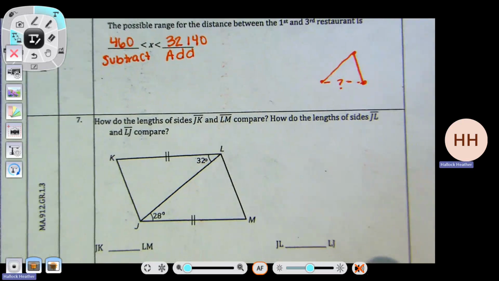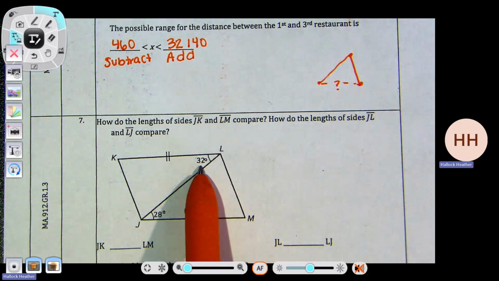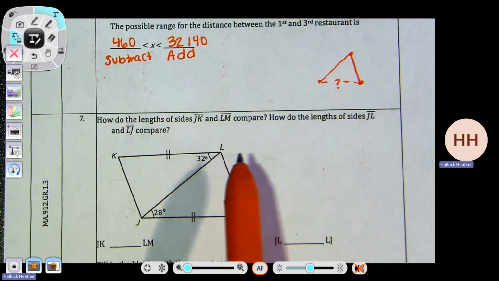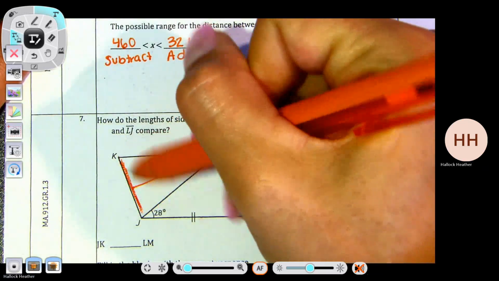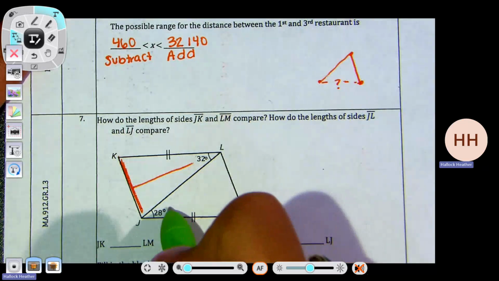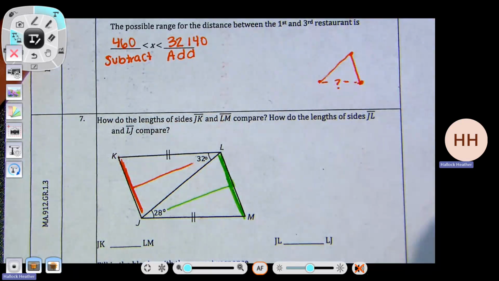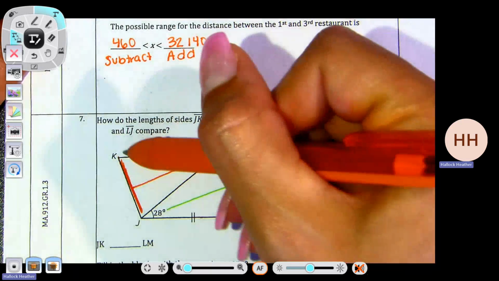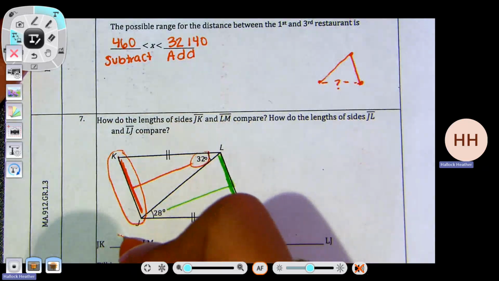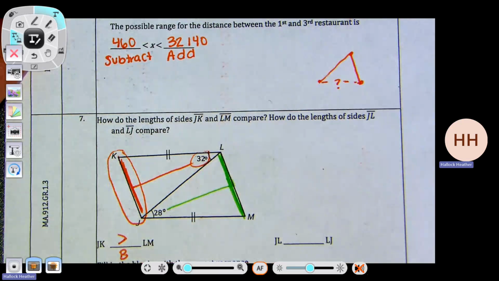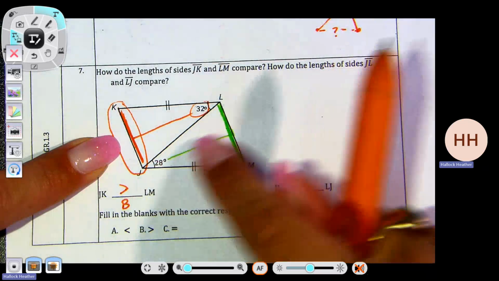Number 7, you want to compare the sides JK and LM, and you're given angles. 32 degrees is across from JK, and 28 degrees is across from LM. The smaller the angle, the smaller the side. Because 32 is bigger, that means J to K is going to be the larger side. So your alligator is going to be eating JK, or you could put answer B if you want to use these. But it's going to be eating JK because 32 is larger than 28.